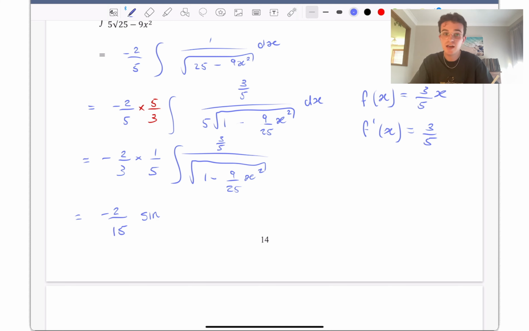This is a sine inverse. We can see we've got a square root on the bottom, so sine inverse of f of x, which is 3 on 5 x, plus c. Now you could say this is also equal to positive 2 on 15 cos inverse of 3 on 5x plus c. But please don't express both in a question, just give me one.